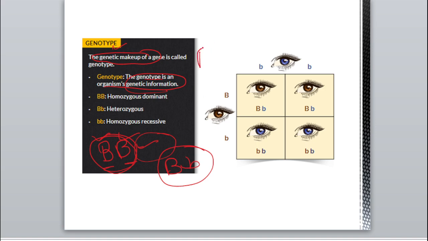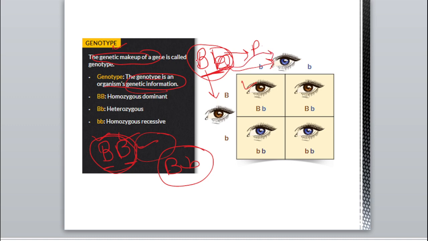For example, capital B and small b, let's say in this example, capital B is for brown color eyes and small b is for bluish color eyes. But in the phenotype, what we will be seeing is the brown color eye, right? But if we go deep down into it, if we see its genetic makeup, it is having one allele which is for bluish color eye, right?